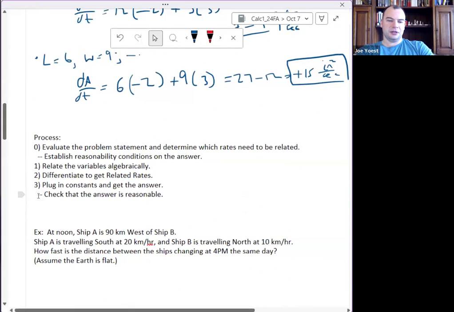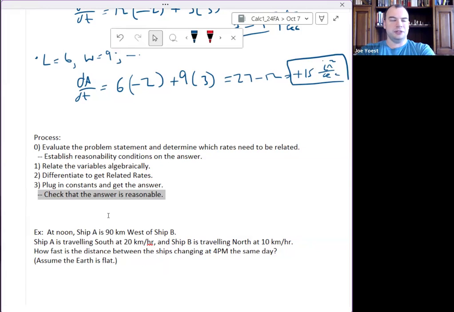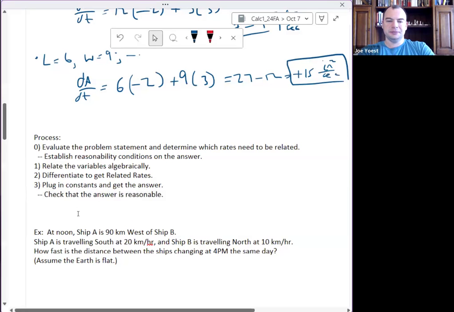So plug in constants, get the answer, and then once we get an answer, check that answer against our reasonability conditions: max or min bounds on our answer, whether it should be positive or negative, whether the units match up, things like that.